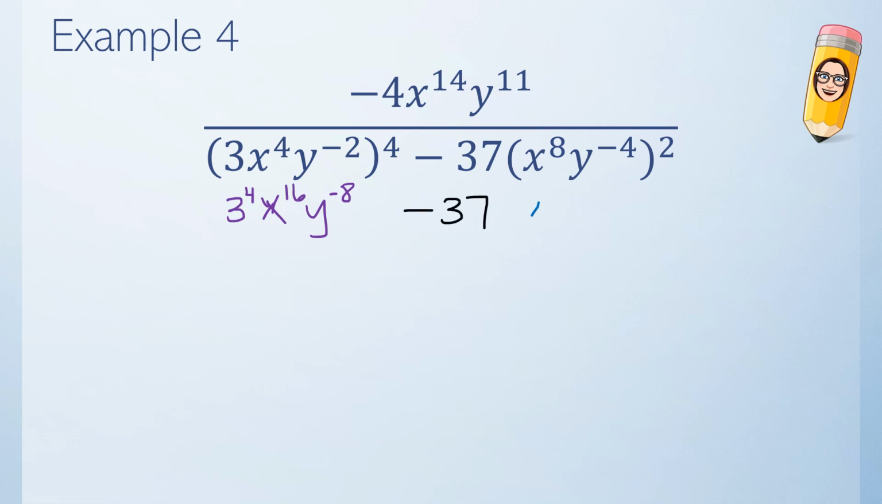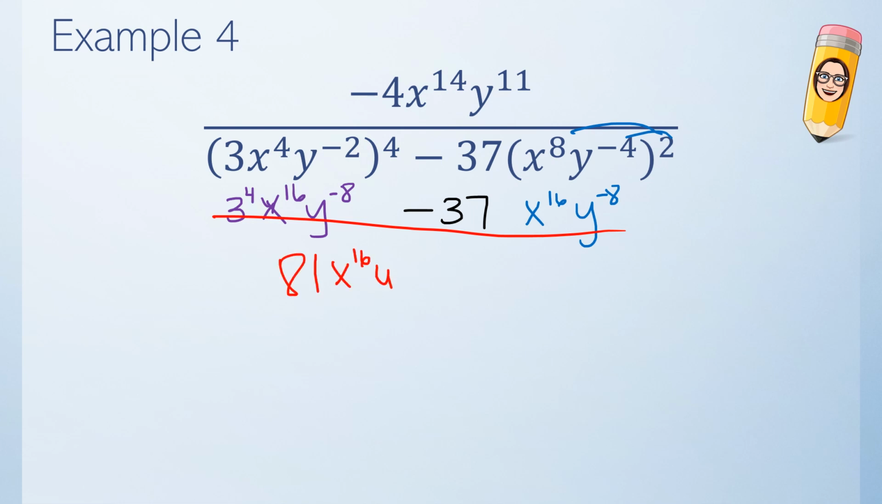And then I see that I have a base of x and y, and I'm going to distribute. 8 times 2, negative 4 times 2. I'm going to keep going with this denominator for a moment, okay? Let's see. I have 3 to the 4th. 3 to the 4th, I'm getting 81.